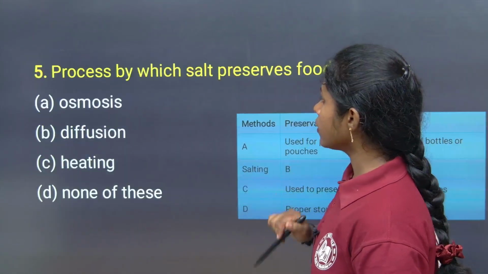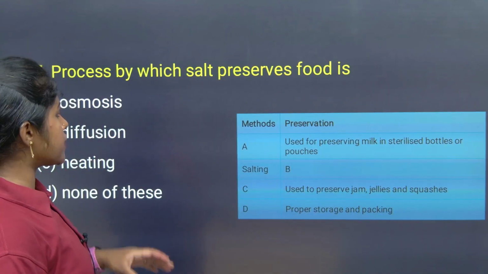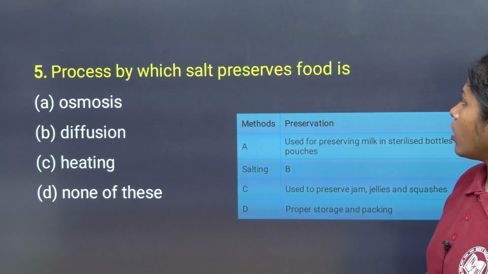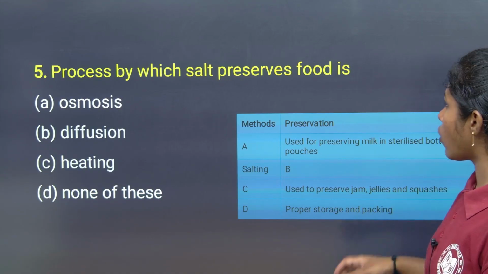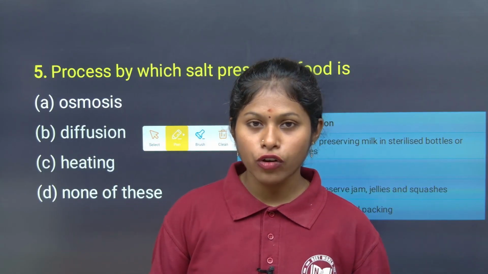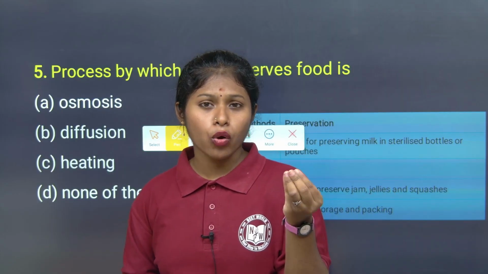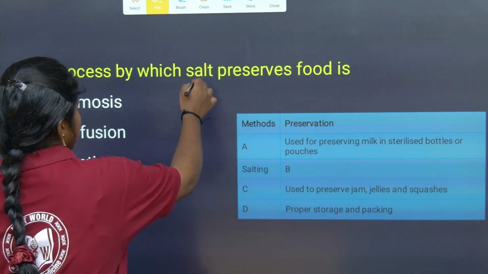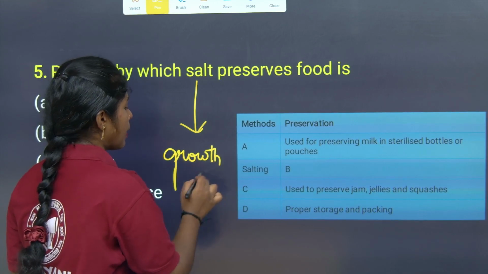Coming to the next question. Here it is the last question from the given case based questions, the fifth one. The process by which salt preserves food is... Here they are asking why we keep more salt in pickles or in the drying of fish and meat. What is the process that salt does, right? Salt checks the growth of the bacteria, children.